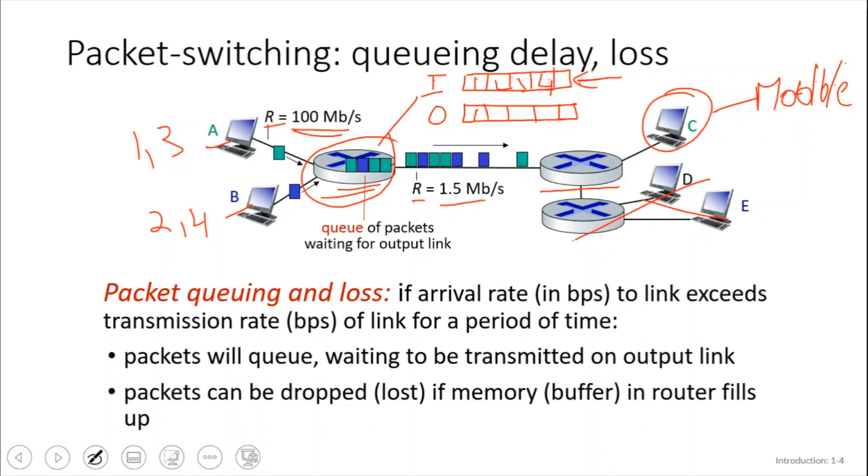So packet queuing and loss: if the arrival rate to a link exceeds the transmission rate of the link for a period of time, this is the arrival rate. The arrival rate is too fast. It's too big, right? So we might have some losses of, let's say, request number 5, because either this router will be acting very slowly, or it will be full in memory, right? That will be a problem. So packets will queue, waiting for the outbound queue to be free, so that it can receive some of the things. And packets can be dropped, like I said, if the memory or the queue is full. That's basically how it works.